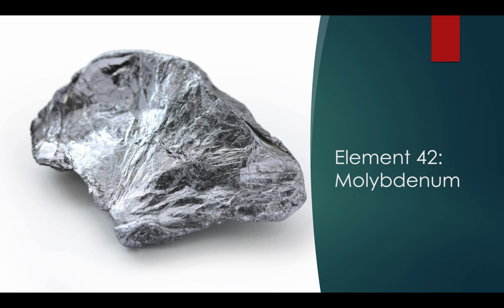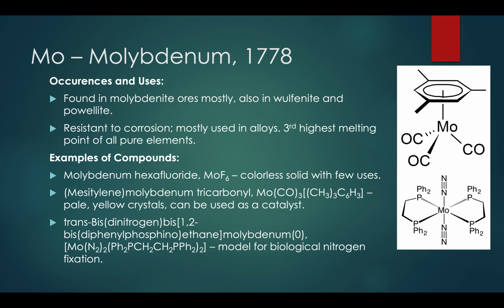Next is molybdenum, found in 1778. It's a silvery white metal that can be found mostly in molybdenite ores, but is also found in wolfenite and powellite ores. Molybdenum is mostly used in alloys because of its properties. It's very resistant to corrosion and has the 3rd highest melting point of all pure elements.